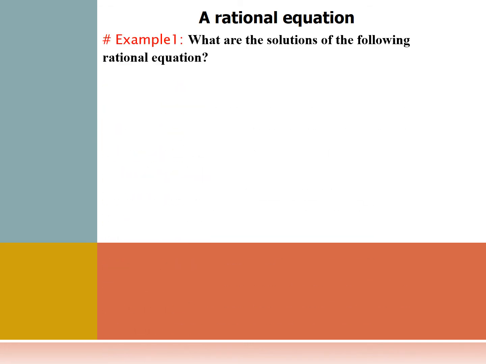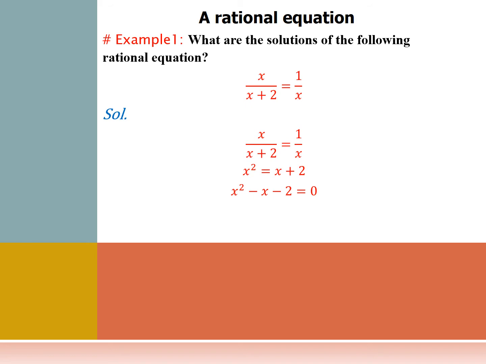Example number 1, what are the solutions of the following rational equation? Here we have x over x plus 2 is equal to 1 over x. Starting with cross multiplication, x times x and x plus 2 times 1. X times x is equal to x squared, and x plus 2 times 1 is equal to x plus 2. Now move x plus 2 to the other side and change the sign of them. So we have x squared minus x minus 2 is equal to 0.